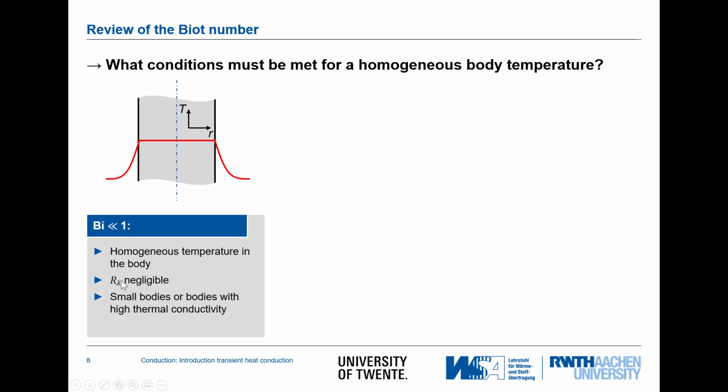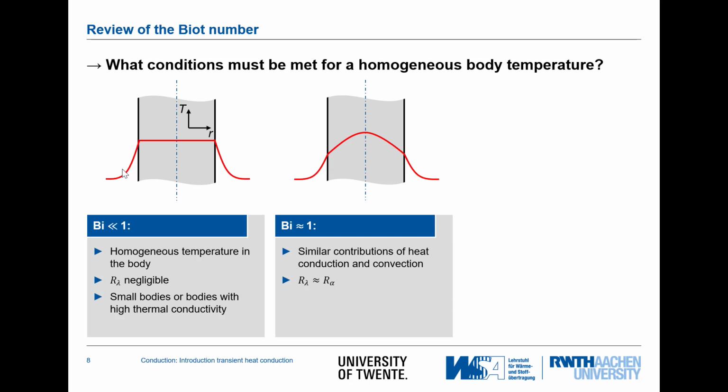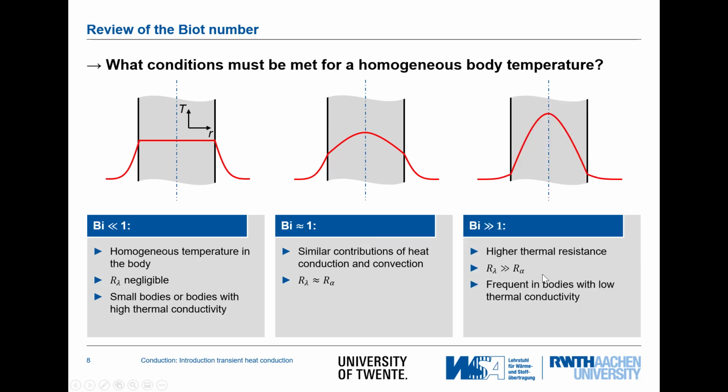So that means that the heat transfer resistance inside the body, the conductive resistance, is not present or negligible, and on the other side, that the heat transfer resistance on the surface is the dominating one. If the Biot number is approximately 1, both resistances are of equal magnitude and they both affect the body temperature. For large Biot numbers, the heat resistance inside the body is much larger than the resistance on the surface, and as such, we could directly prescribe the environmental temperature on the surface itself.